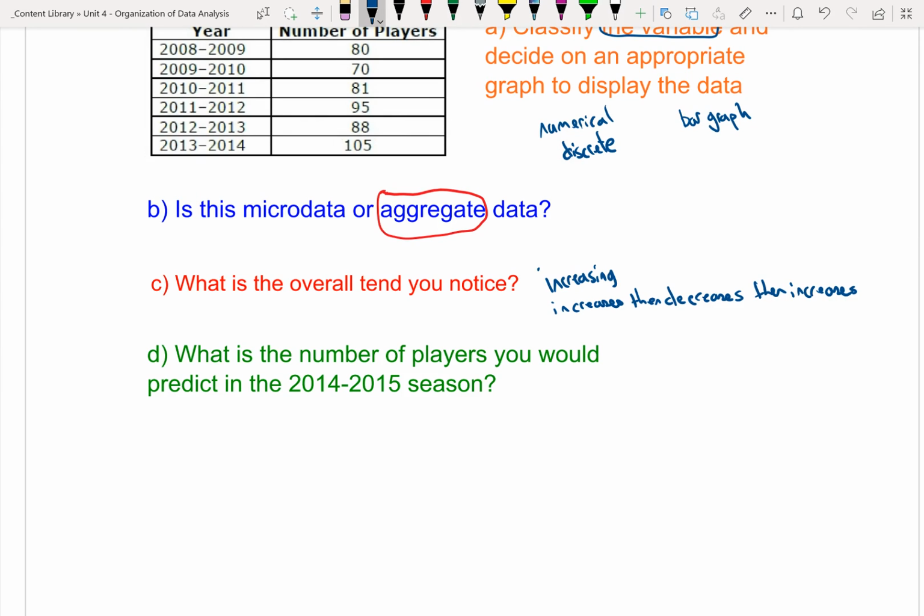And then D, what number of players would you predict in the 2014-2015 season? Again, depends on what the trend you think it is. You could argue that it's going to keep on increasing. So you could say something like, maybe there'll be 110 players, or if you argue that it increases and decreases in a kind of periodic fashion, you could argue that it would drop back down to, say, maybe 90 players. And then you could say the year after that, it would jump back up. So it all depends on how you want to look at it or what you believe the overall trend is. And in this case, you could argue for either or.